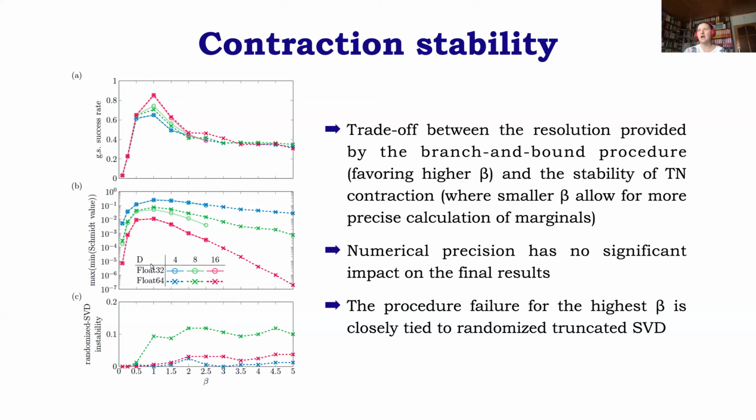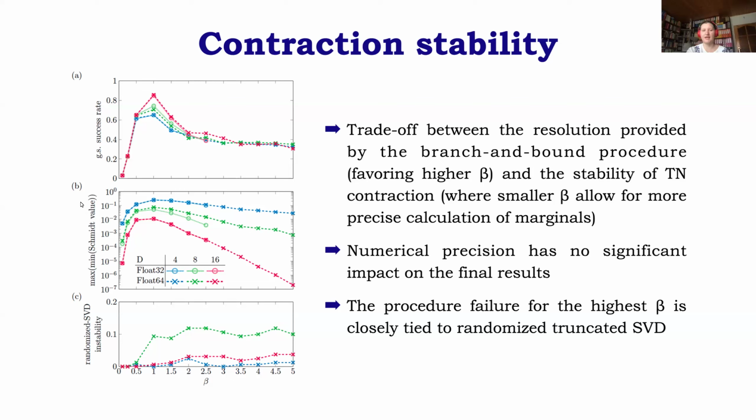And our main goal was to see how often the algorithm finds the ground state. This is shown on panel A, and the results highlight a general trade-off. While working with tensor networks, there is always a trade-off between accuracy and stability. If we increase the inverse temperature parameter beta, the branch and bound method can explore the system more thoroughly, but it makes the tensor contractions less stable. On the other hand, using smaller beta improves numerical stability, but limits how well the algorithm can explore possible solutions.